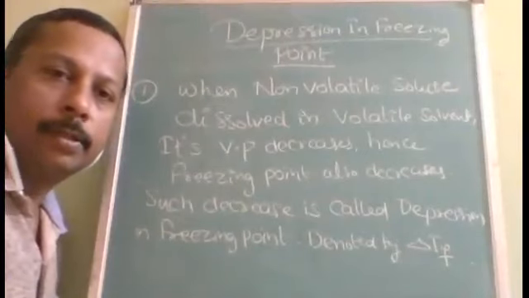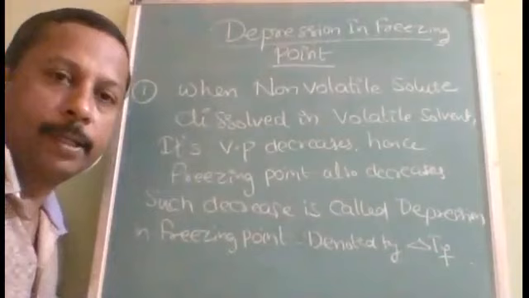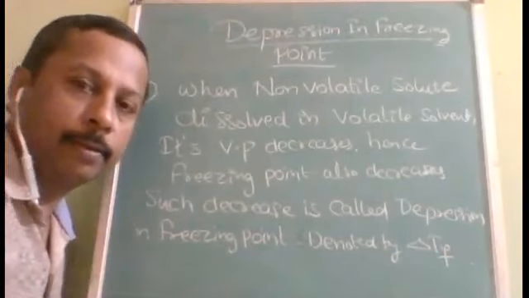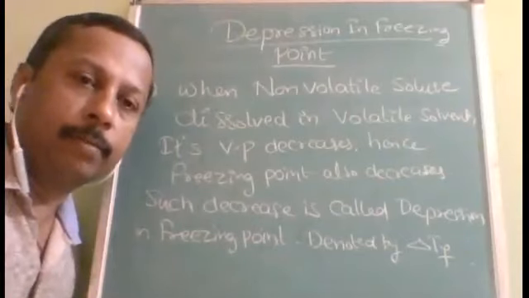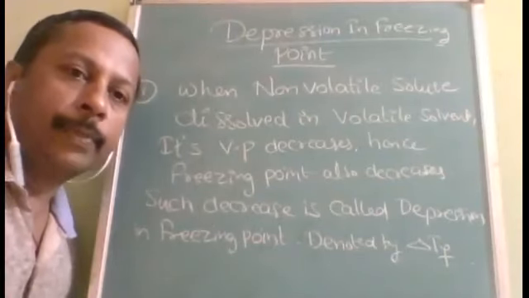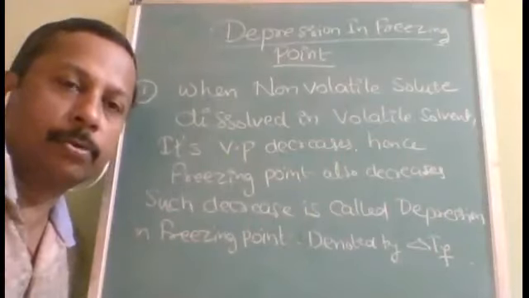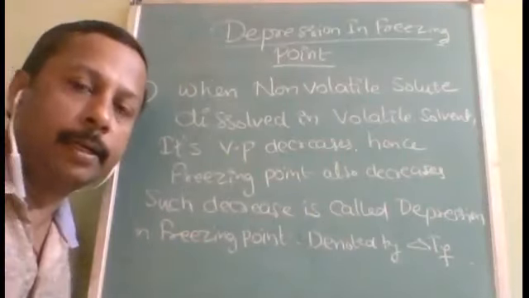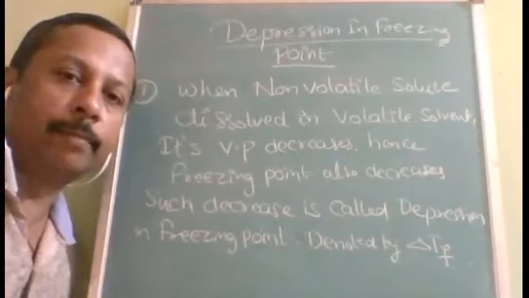Okay, students, now we are into the very next colligative property, depression in freezing point. After studying the two colligative properties, elevation in boiling point and before that relative lowering of vapor pressure, those two topics are already covered. Then coming to today's topic, depression in freezing point.